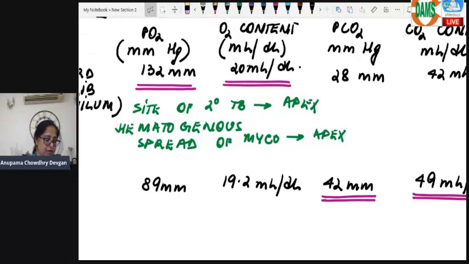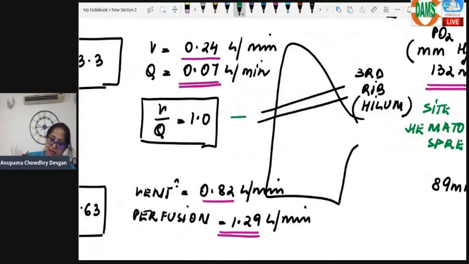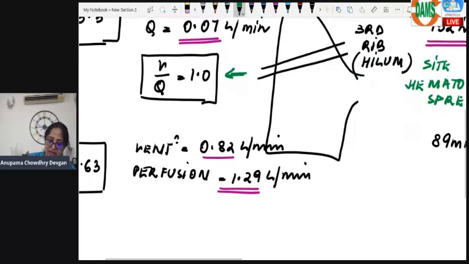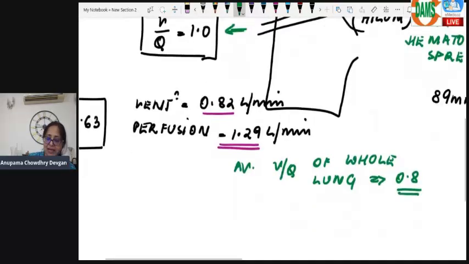Okay. VQ ratio at the third rib is 1. What is the average VQ ratio of the lung? At the third rib it is 1. What is the average VQ ratio of the whole lung? The average VQ ratio of the whole lung is 0.8. It is not 1. It is slightly lower than 1.